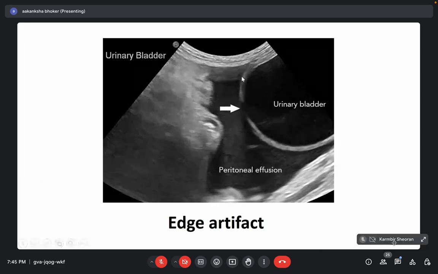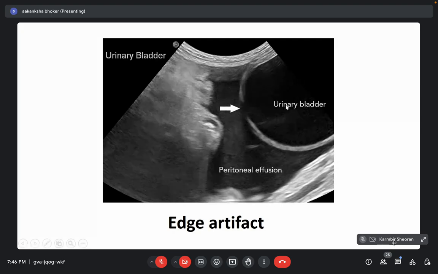It is a very intact bladder, and this free fluid may be because of any other condition. It may be ascites due to changes in the liver, or the kidneys, or any other organ. It is not associated with bladder rupture.